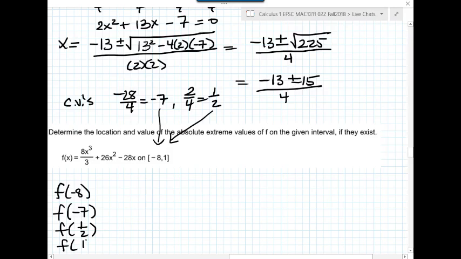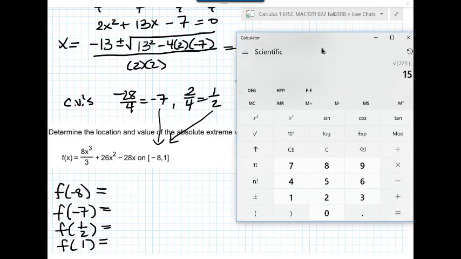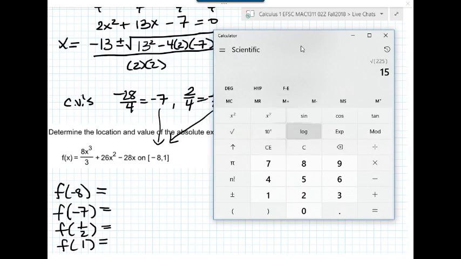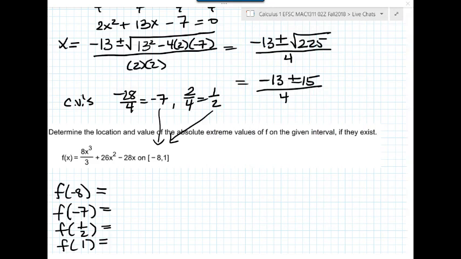and we want to check those and the endpoints to see what their y values would be. So these are x values, and we're going to plug them into the original function. The original function was up here. I'm going to copy it again down to the bottom.